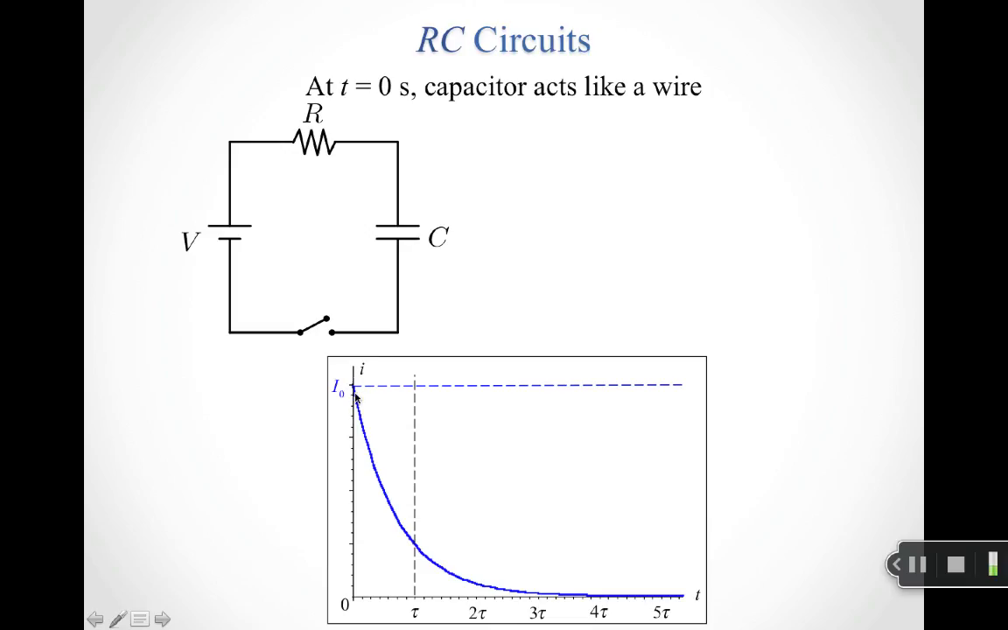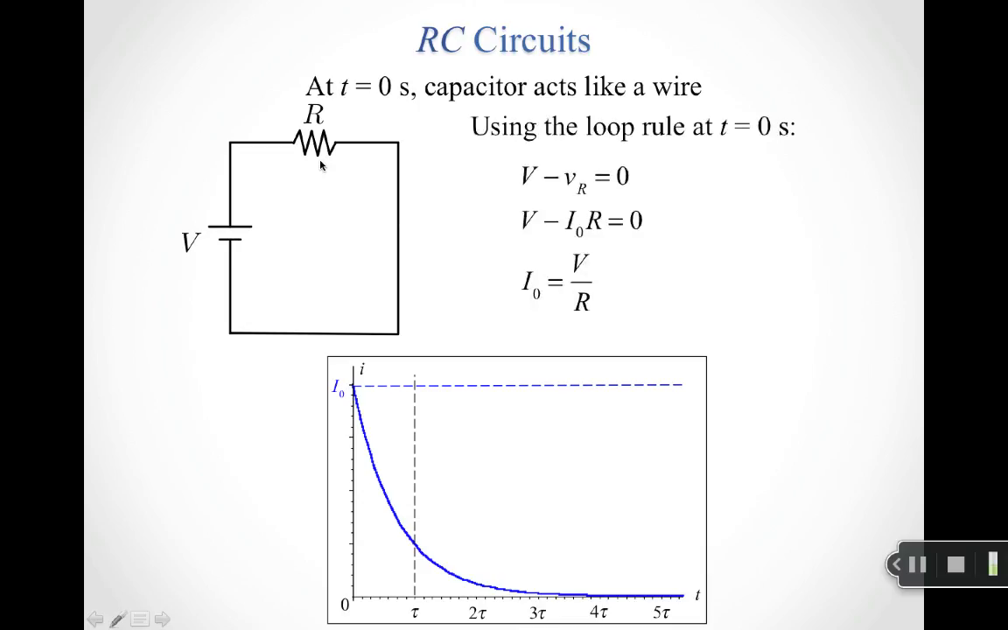So we've said that at t equals 0, our capacitor acts like a wire. So this is going to give us a chance to come back and figure out what this initial current value is. If it's acting like a wire, basically at t equals 0, this is what our circuit looks like. Because there's no charge built up yet on the capacitor, it acts like a wire, and so effectively at t equals 0, at the instant I close my circuit, I simply have 2 elements, the battery and the resistor.